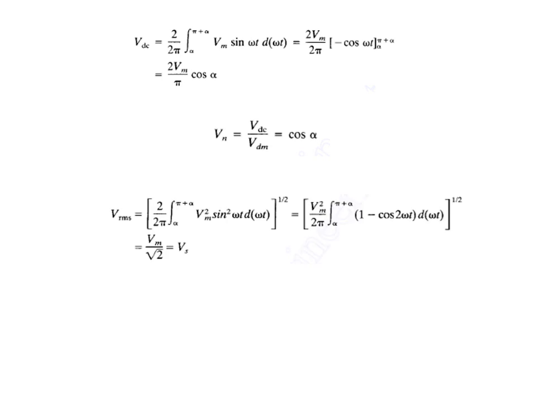The RMS value of output voltage is given by the equation Vrms is equal to under root 2 divided by 2 pi integration alpha to pi plus alpha Vm square sin square omega t d omega t. Solving this, we get Vrms is equal to Vm divided by root 2, which is equal to Vs.